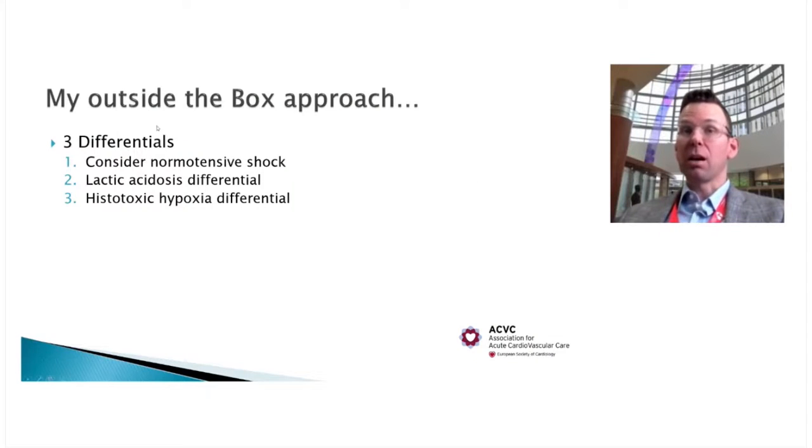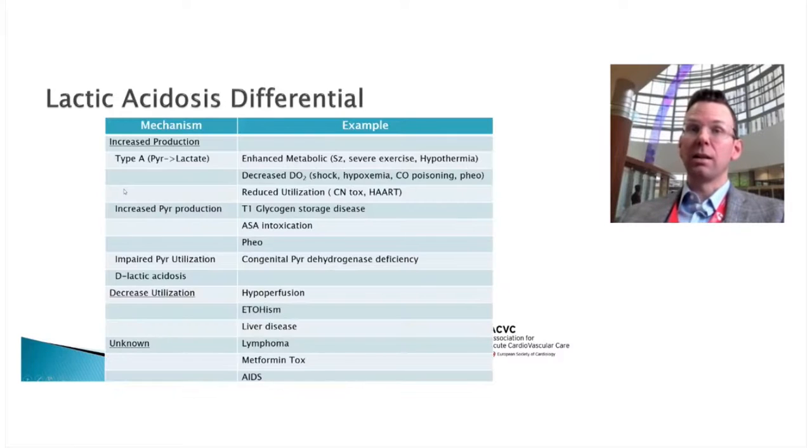And here are my 3 things. 1, consider normotensive shock states if you're failing. And then go through your lactic acidosis differential here. I won't go through this in detail. I can never keep this in my head. I've had to know it for exams, but I know where to look. Causes of increased lactate production, including D-lactic acidosis or seizures, things of that nature, decreased utilization.